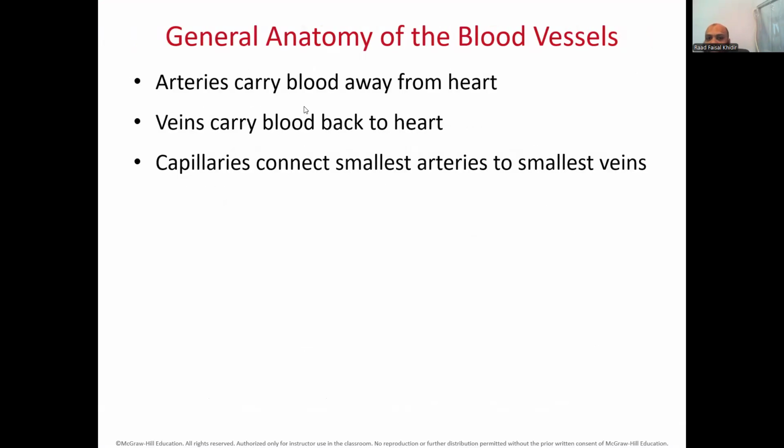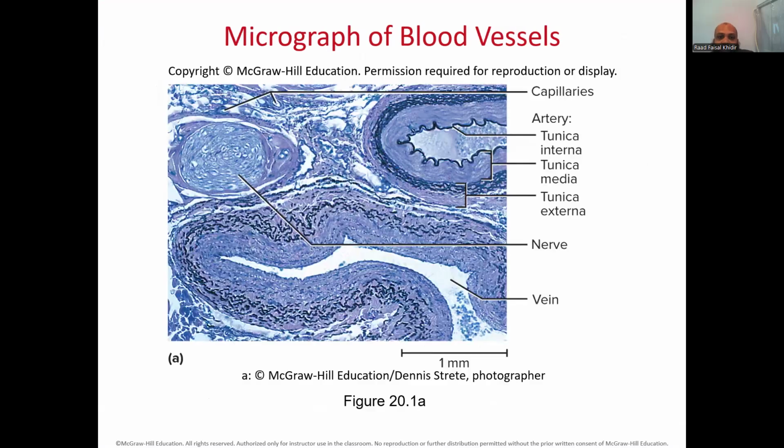We discussed that arteries carry blood away from the heart. It could be good blood, it could be bad blood, but always away from the heart. Veins carry blood back to the heart. And capillaries is where they fuse next to the tissue so the exchange can take place. Remember the tunics? This is a very nice figure because it shows us all three.